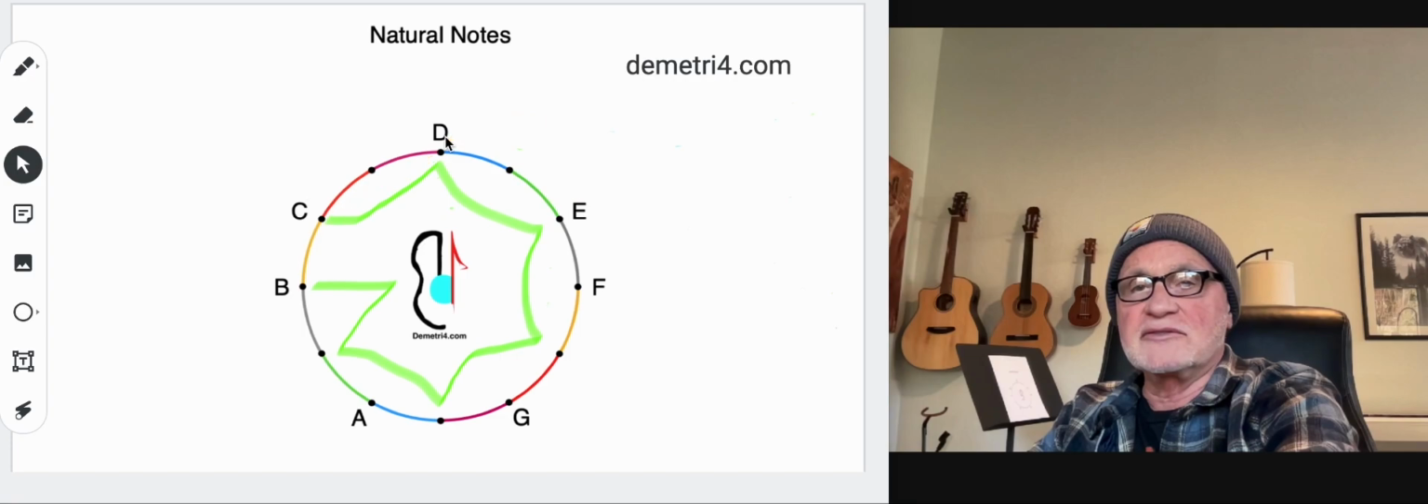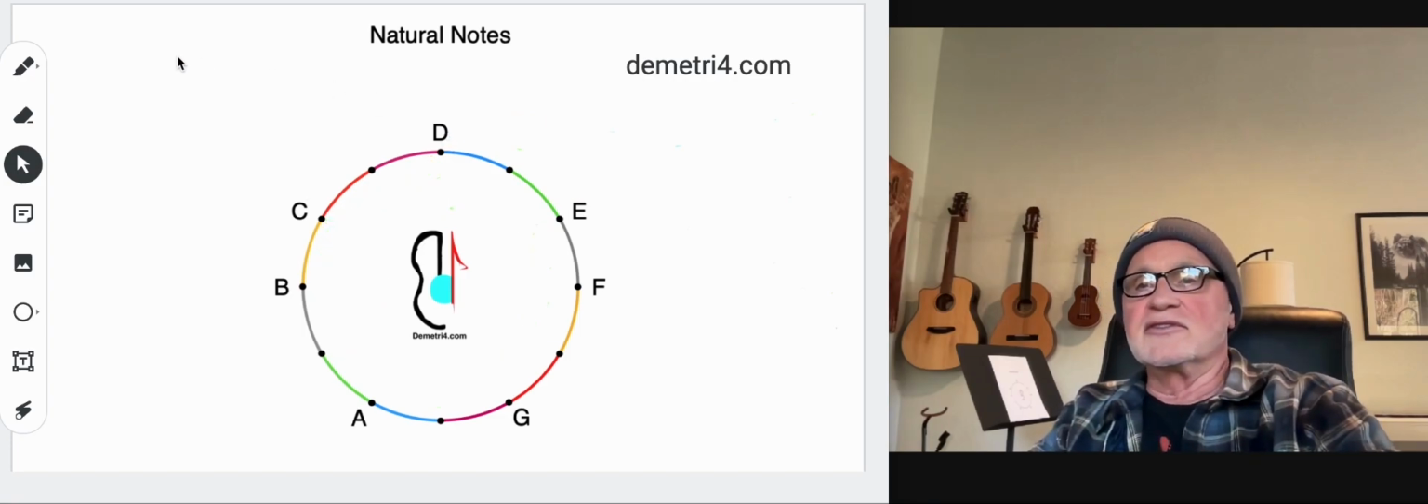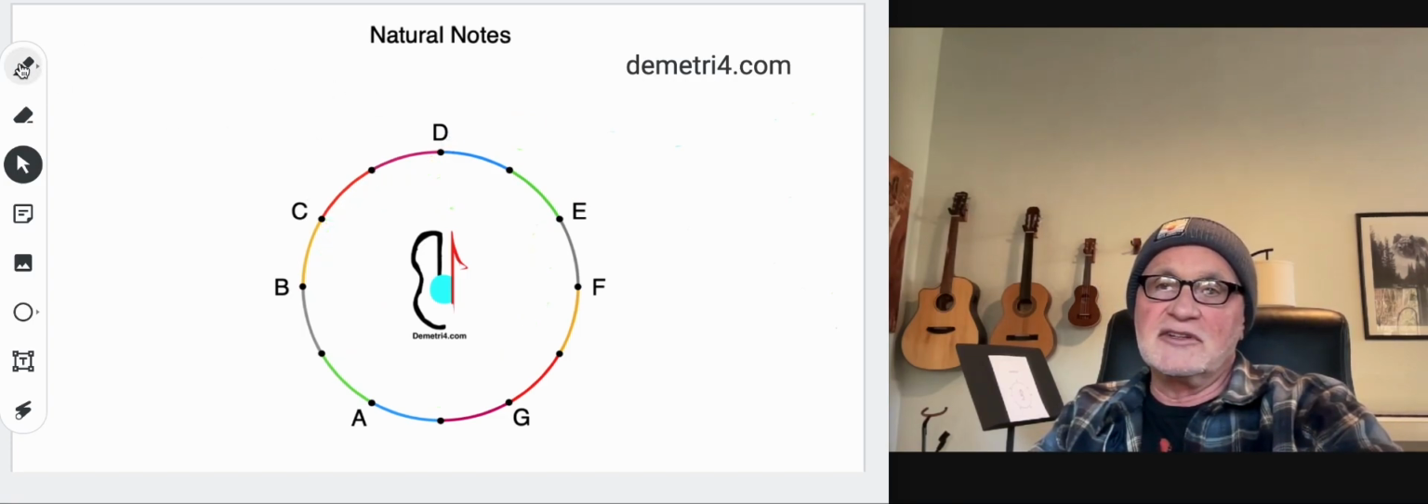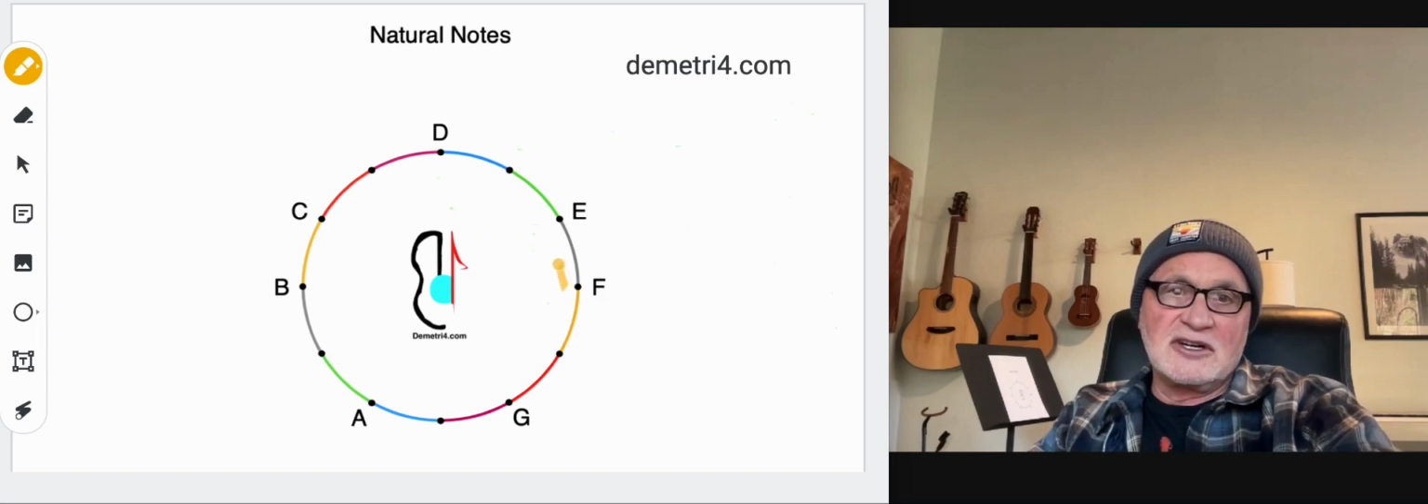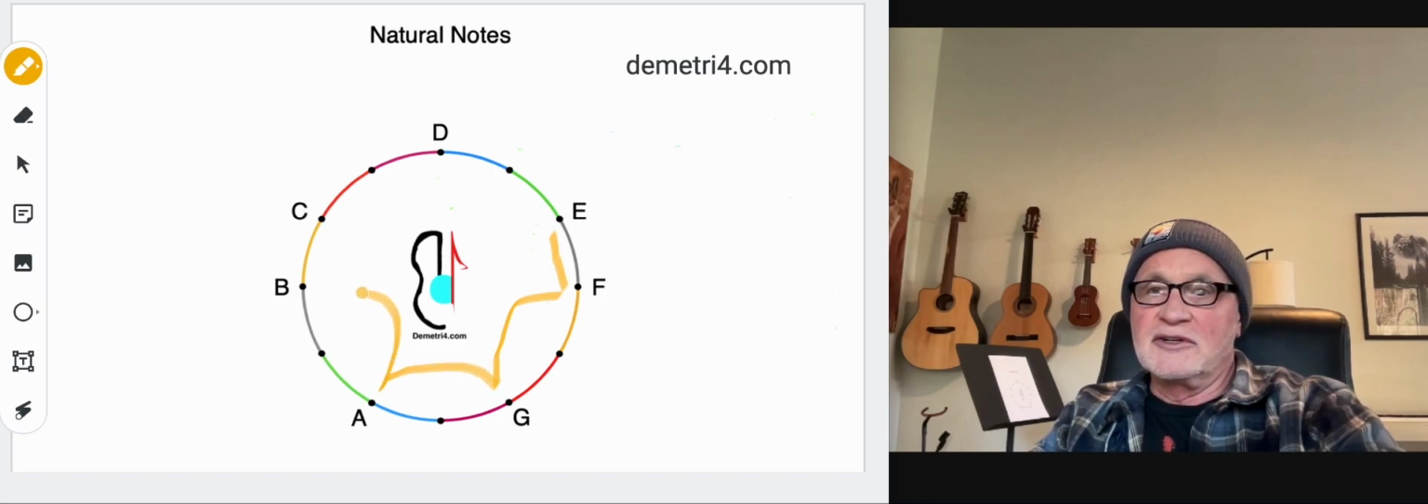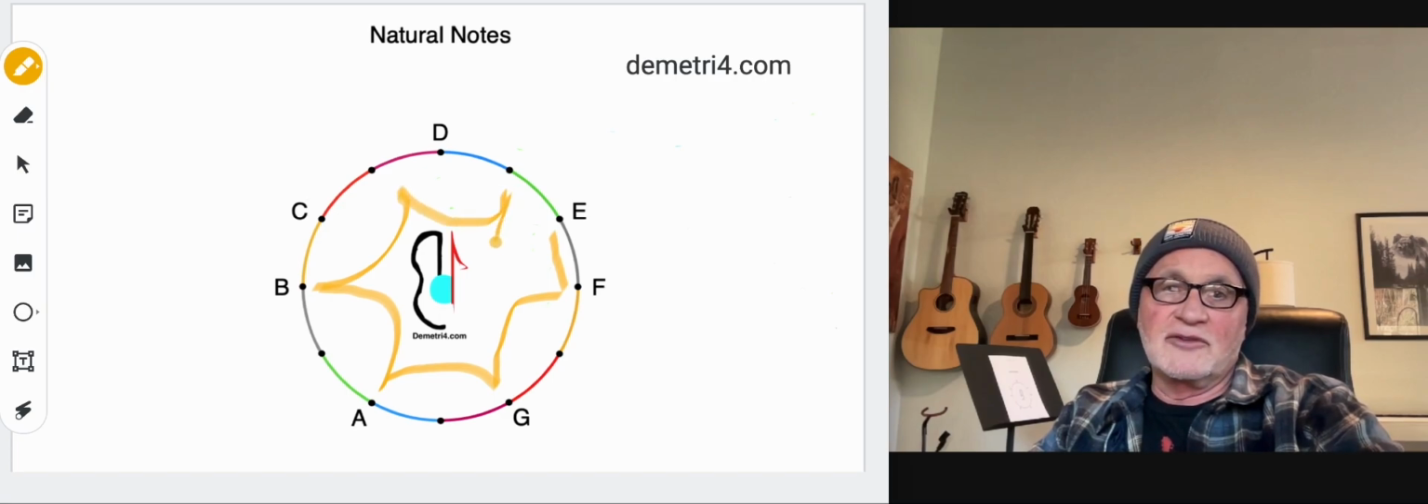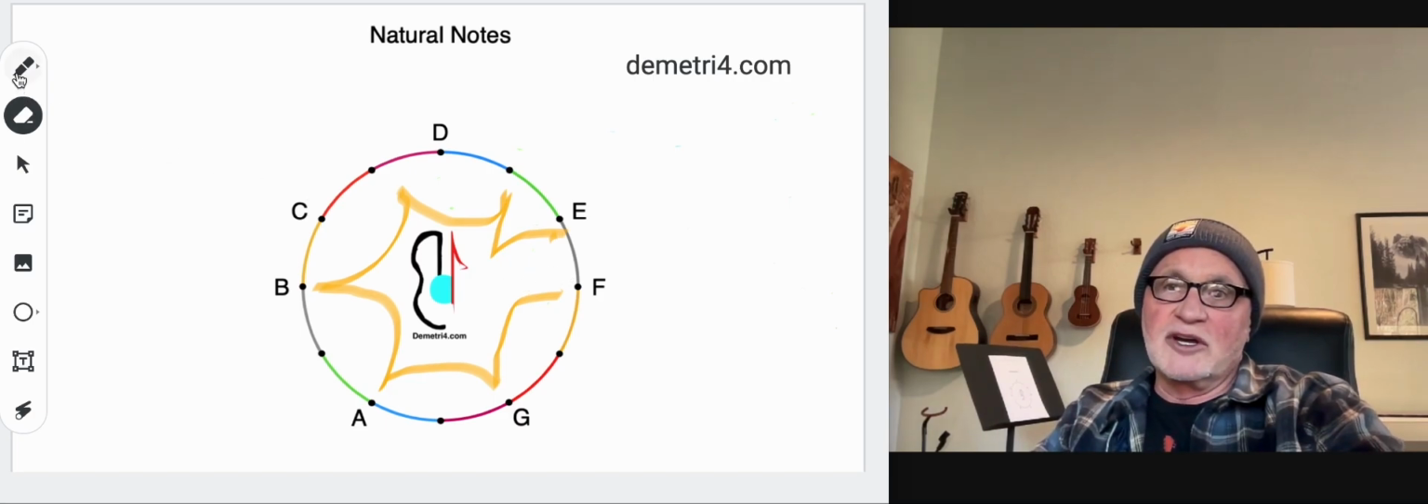So let's do that one. Again, you can see F to E almost all the way around the circle. 1, 2, 3, 4, 5 whole steps and a half step. 11 dots. Major seventh, okay? Minor seventh, G to F.